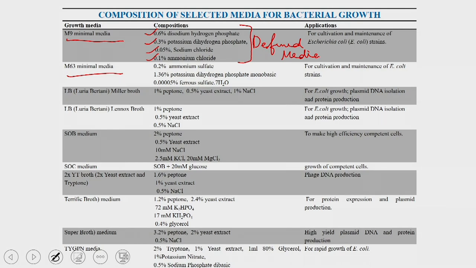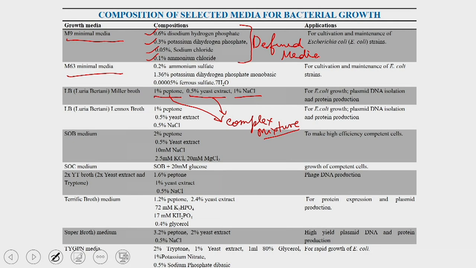For example, if you compare the M9 media to LB media, you will see it contains 1% peptone, 0.5% yeast extract, and 1% NaCl. But the peptone is a complex mixture. It is actually a very complex mixture. So you don't know what constituents are present in the peptone and what their relative abundance is. Similarly, the same is true for the yeast extract. When you put in the peptone, you are not adding just the peptone, but you are adding hundreds of molecules. That's why LB or all other such media are not called defined media.